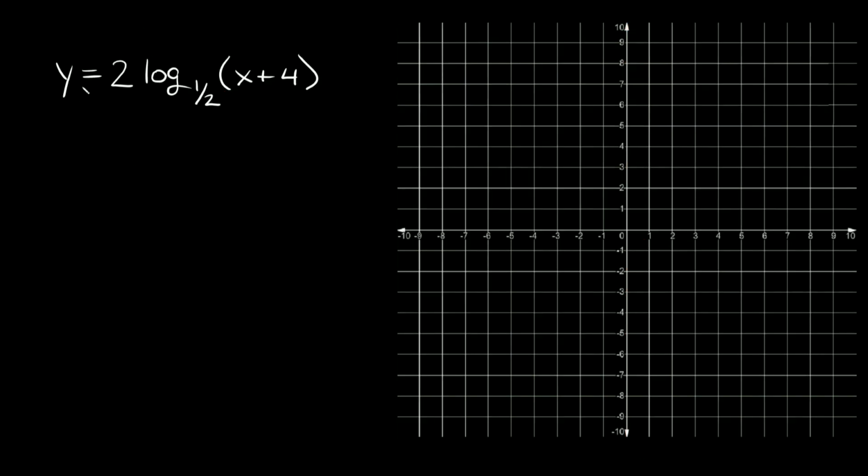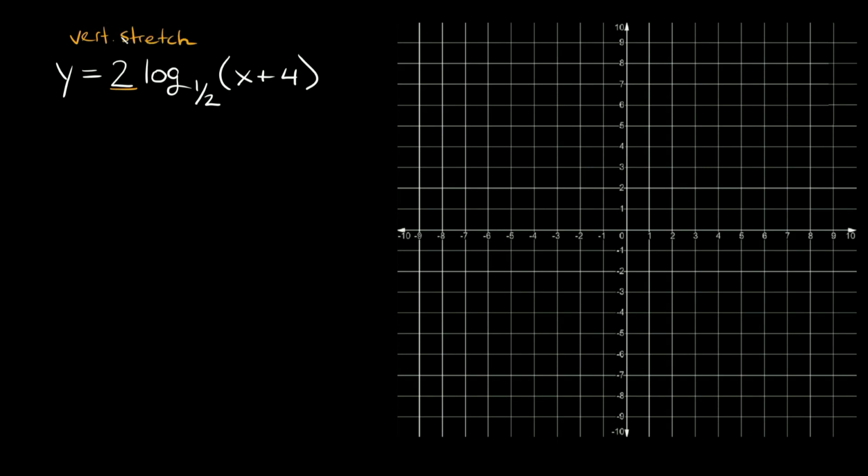All right, now we have y is equal to 2 times log base 1/2 of x plus 4. Again, let's first identify the transformations, and then we'll graph it. As you can see, we have an additional number out here in front of the log. When you see a number out here, that indicates a vertical stretch or shrink. If this number is bigger than 1, then that would be a vertical stretch.